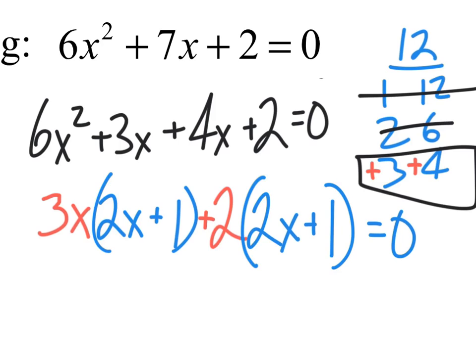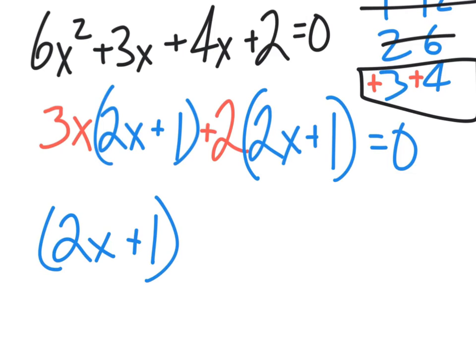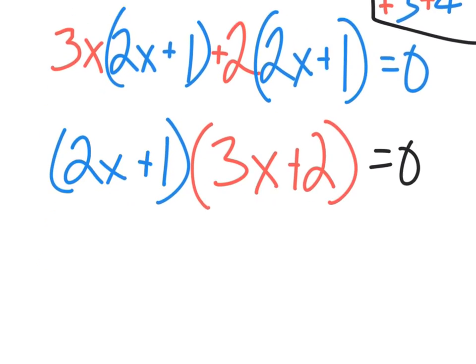So wait a second. I see something in common here. Here we've got a 2x plus 1, and we've got a 2x plus 1. We can actually factor that together. So we're going to rewrite that like 2x plus 1. And then we can consolidate the 3x and the 2. We can factor these together. So we've got 3x plus 2, and again, this is all equal to 0. Beautiful, and we're getting super close.